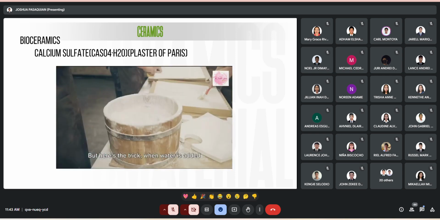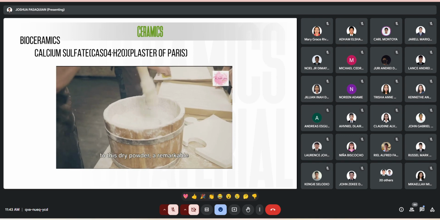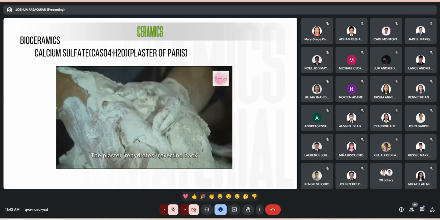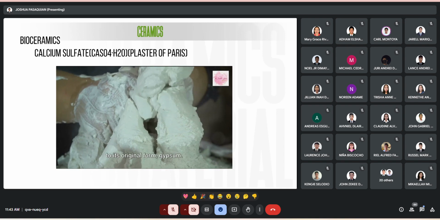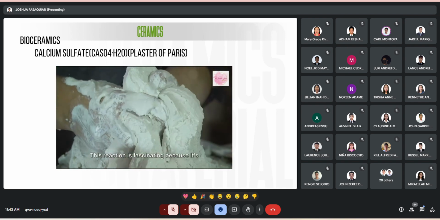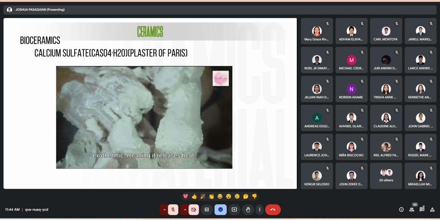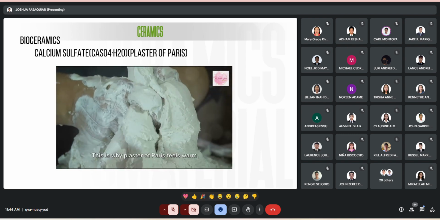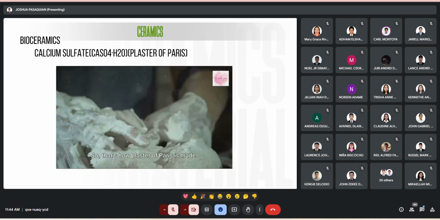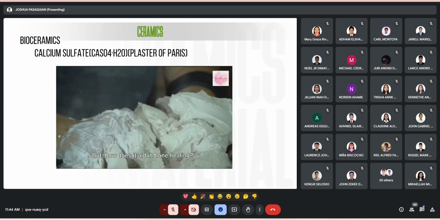But here's the trick. When water is added to this dry powder, a remarkable transformation occurs. The plaster rehydrates, reverting back to its original form, gypsum. This reaction is fascinating because it's exothermic, meaning it releases heat. This is why plaster of Paris feels warm when it's setting. So that's how plaster of Paris is made, but how does it aid in bone healing?